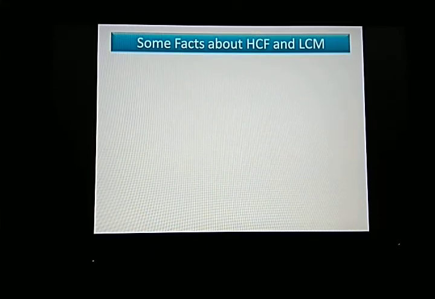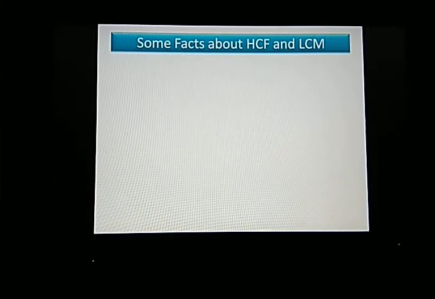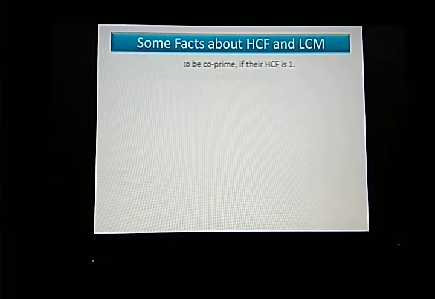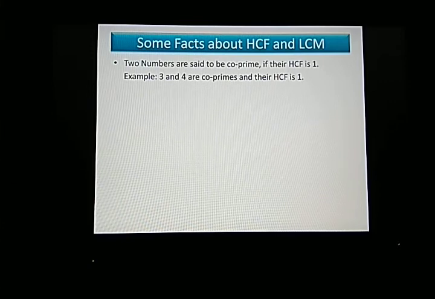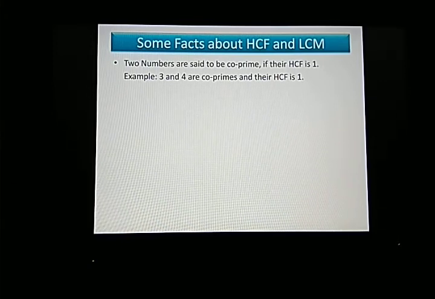Now coming to the last section of today's topic, that is some facts about HCF and LCM. So these things are required for solving the word problems. So first is, two numbers are said to be co-prime if their HCF is 1. Obviously from the definition of co-prime we know that two numbers are co-prime when they have only 1 as their common factor. Since 1 is their only common factor, obviously that is their HCF. So one example is given here. 3 and 4 are co-prime numbers. So what is common between them? Only 1. So obviously their HCF also is 1.